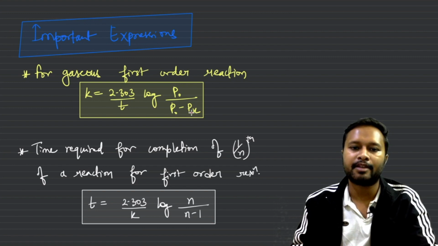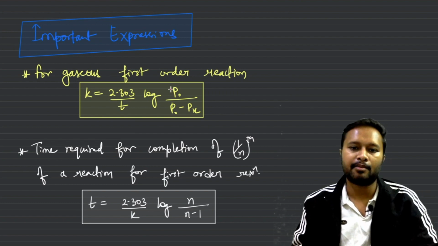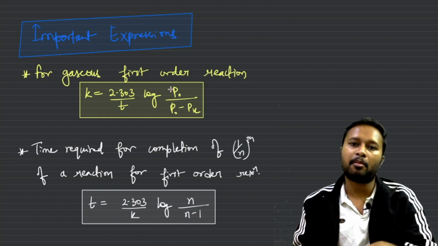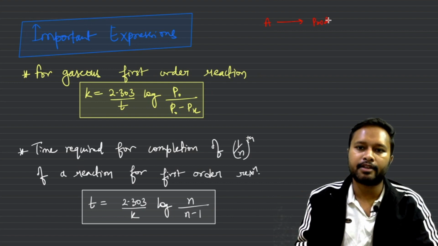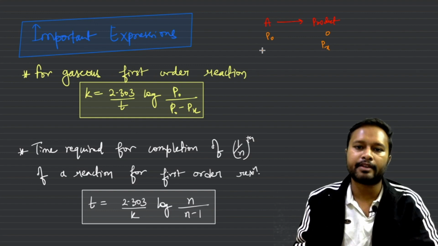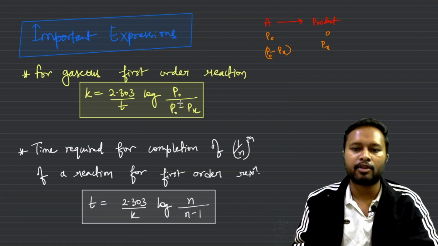P naught upon P naught minus Px, where P naught is the initial pressure and P naught minus Px will be the pressure at a certain time when some amount of your product has formed. For example, if A is giving you some product, and the initial pressure of this is P naught, then initially the product pressure will be 0. After some time, let's say the pressure of the product is Px, so the pressure corresponding to the reactant will be P naught minus Px, right? So this is going to be substituted over here, and this is basically the pressure at some time t, and this is the pressure at the initial position.